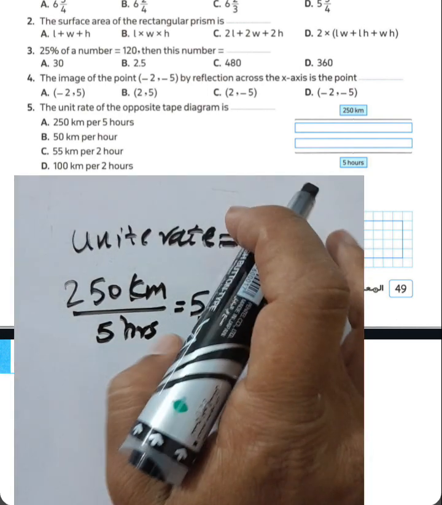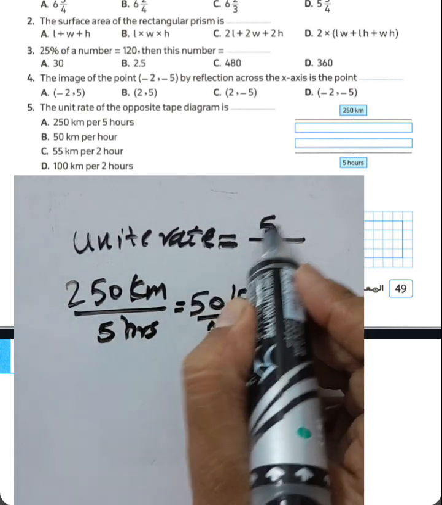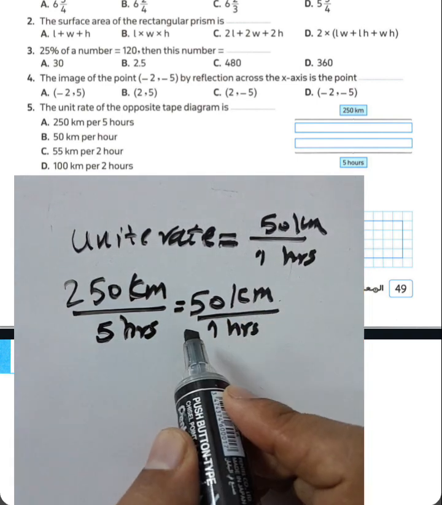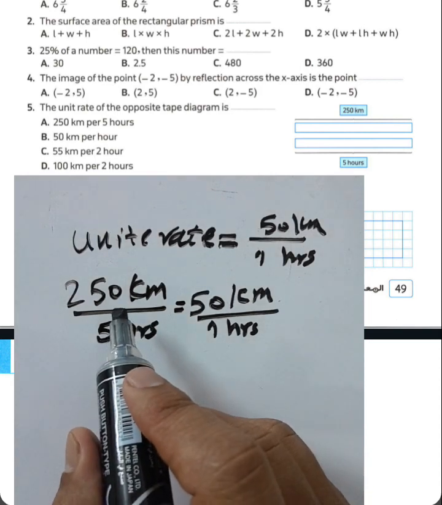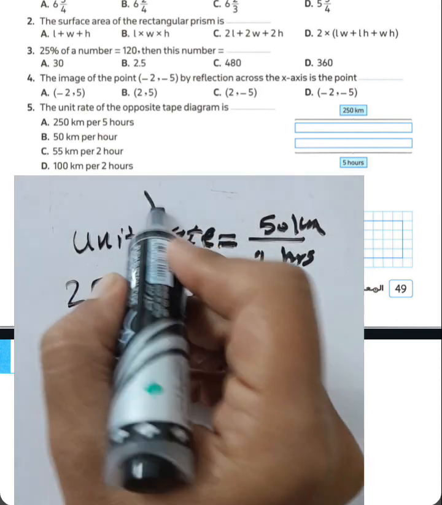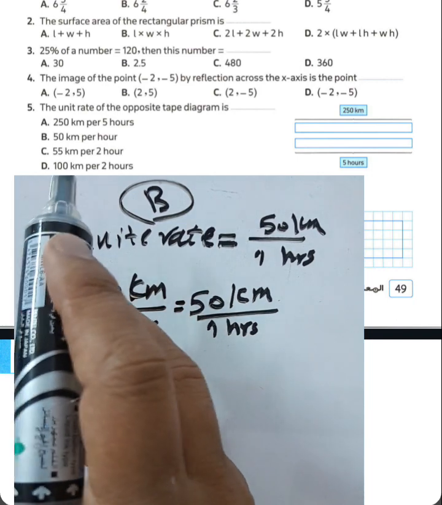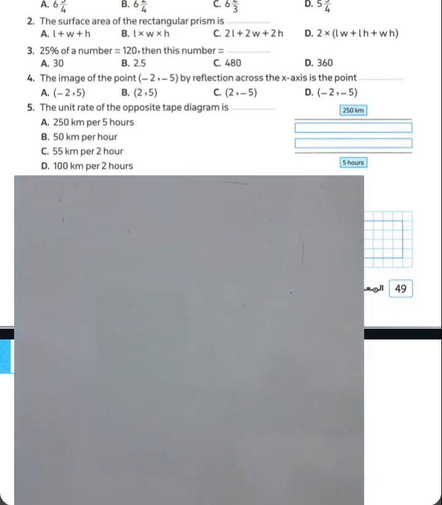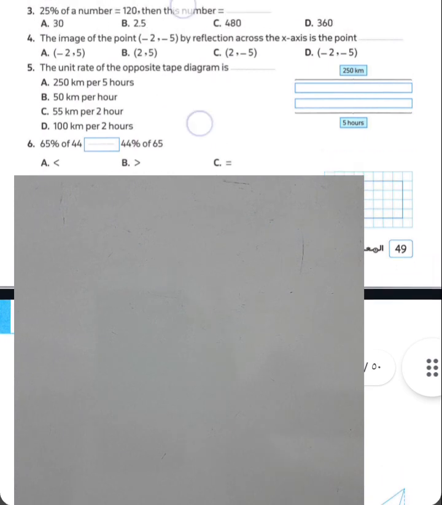Then the unit rate will be what? 50 kilometers per 1 hour. 50 kilometers per hour. Choose letter B. The result here will be letter B. Question number 5. Choose letter B. Okay, understood?